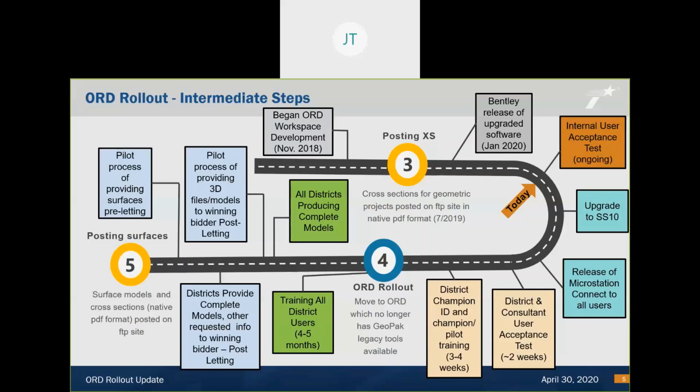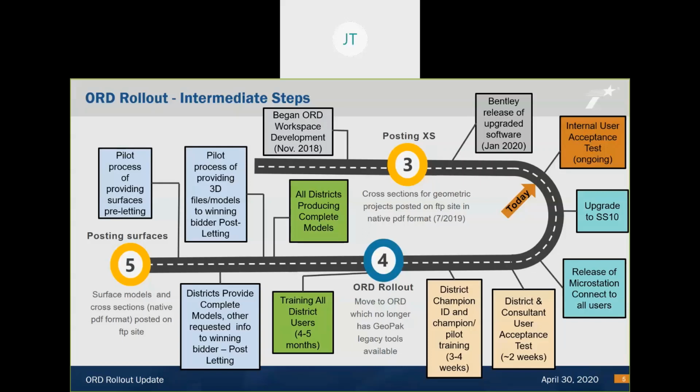Once ORD receives a pass from the UAT, we will begin the rollout. The first step in the rollout is to identify district champions. These champions will be the ORD SME for their district. Some districts may have more than one champion. Once the district champions have been identified, they will participate in a pilot training session. This will be our opportunity to make sure the training is ready to be delivered to the district staff. We anticipate this to take about 3 to 4 weeks to complete.